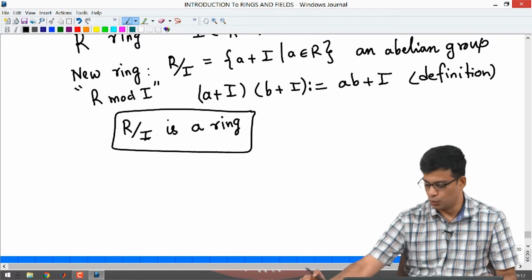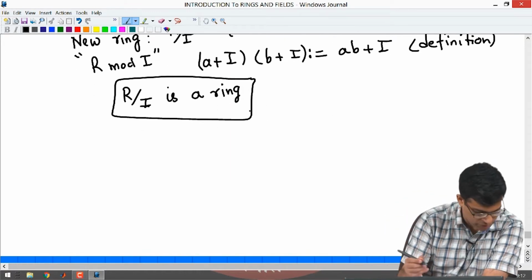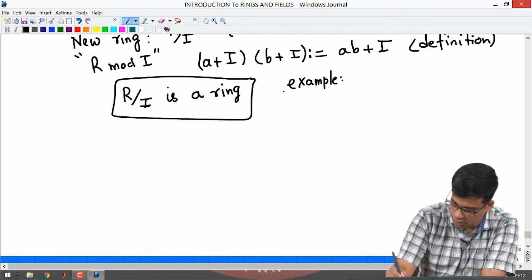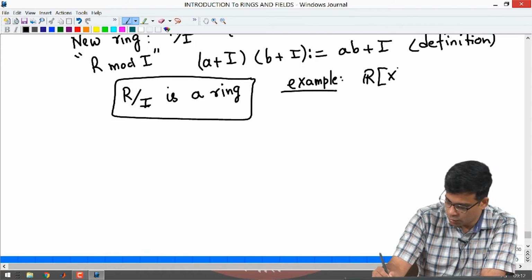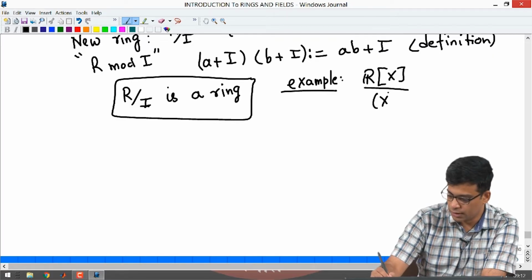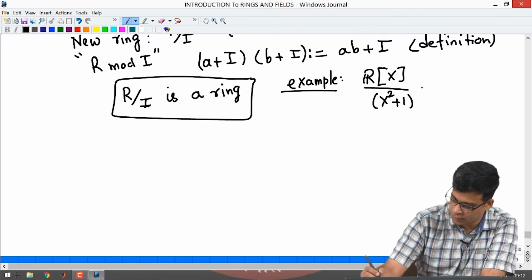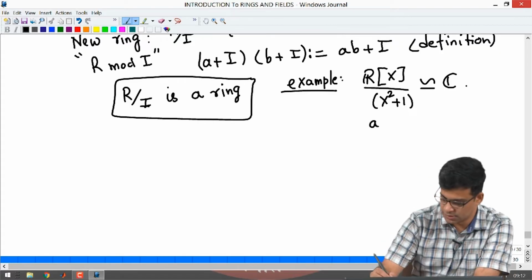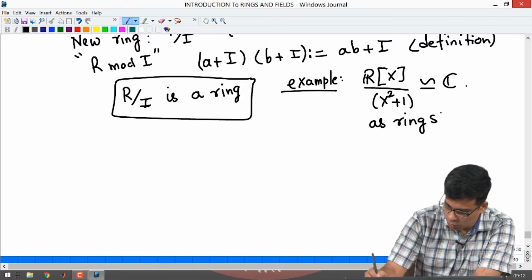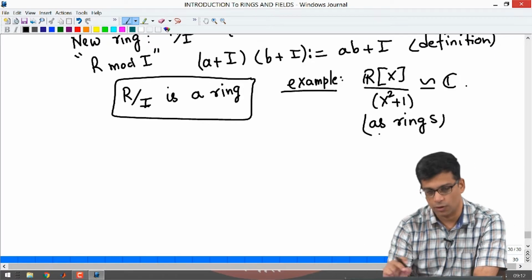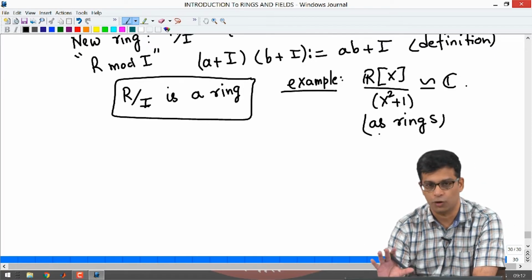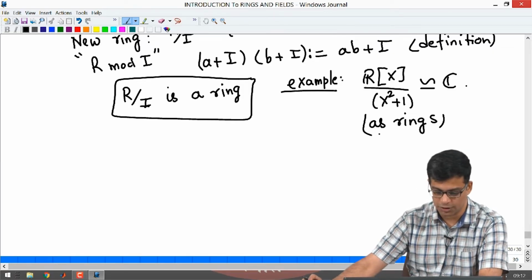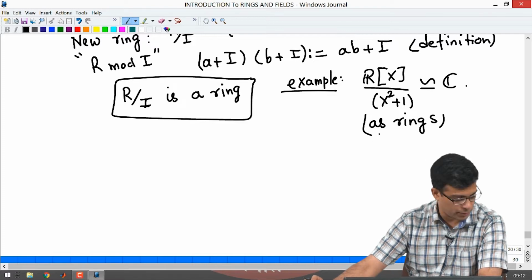This is an important construction for us, and I gave you a few examples. The most important example was this. I may have gone fast doing this, but the point was, if you take the polynomial ring over the real numbers and go modulo the ideal generated by x squared plus 1, what you get is the complex numbers as rings. So, this is an isomorphism of rings. I will come back to this. This is an important isomorphism to understand in ring theory. We will see this in many situations, and we will come back to this later.